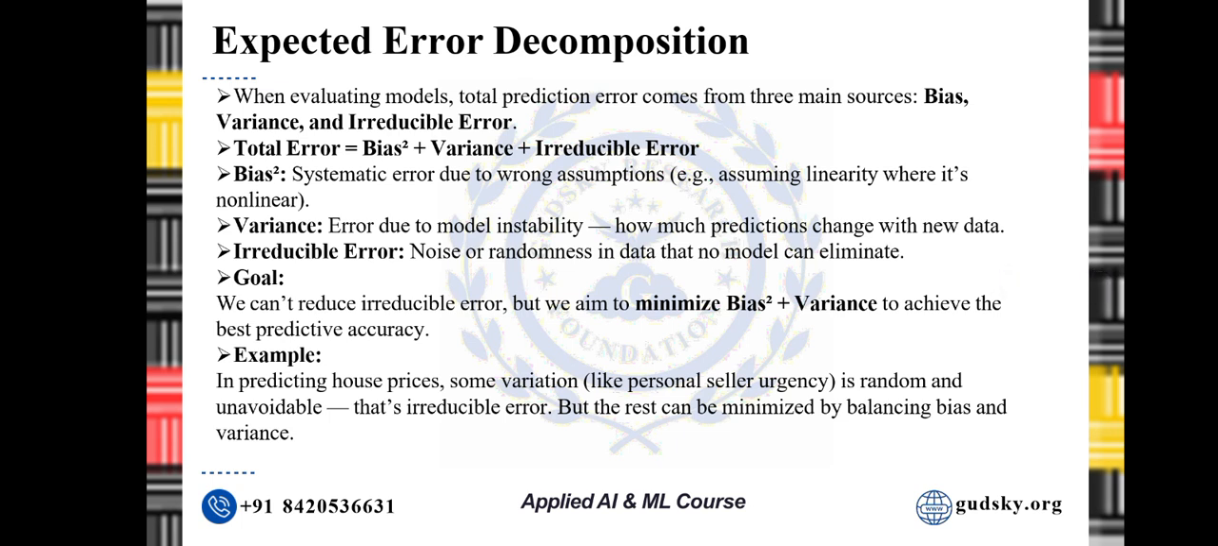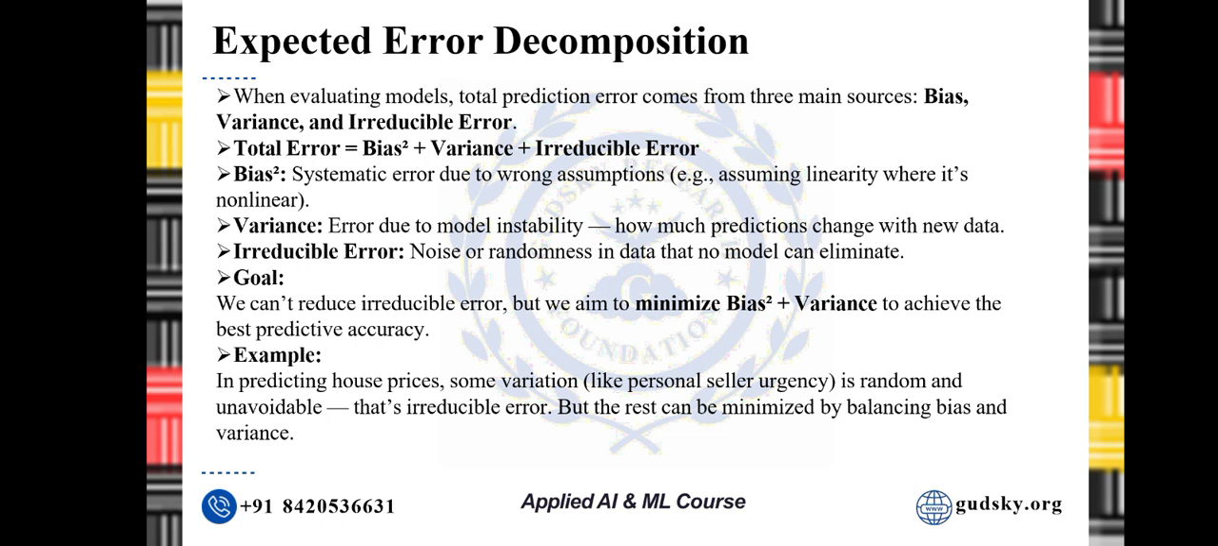So now that we know what bias and variance are, let's put them together mathematically. When we evaluate a model, the total prediction error comes from three main sources, that equal to total error equal to bias square plus variance plus irreducible error. So let's break down this. Bias square means this is the error due to wrong assumptions. Example, assuming a linear relationship when the data is non-linear.